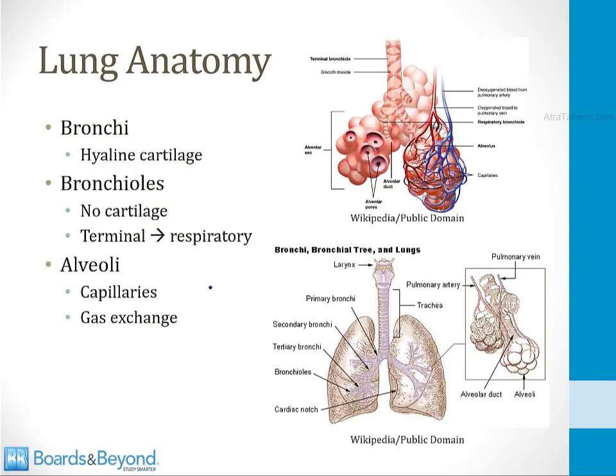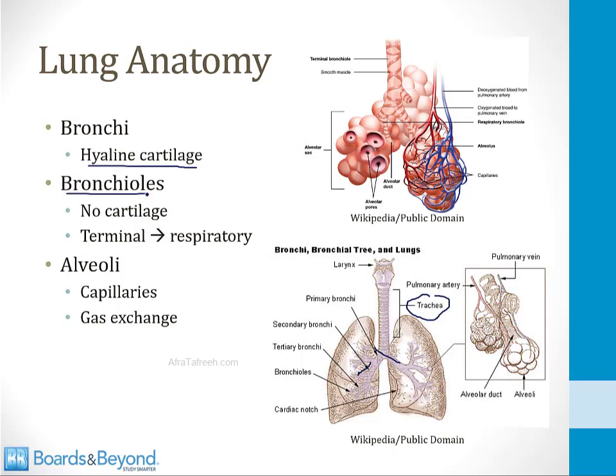So before we drill down on those 4 stages, let's briefly review a little bit of lung anatomy. Shown at the bottom right side of the screen is a drawing of the lungs, and this is the trachea, and it divides into 2 bronchi. And what makes a bronchi is the presence of hyaline cartilage. The bronchi then divide into secondary and tertiary bronchi and so forth, and eventually they form structures called bronchioles.